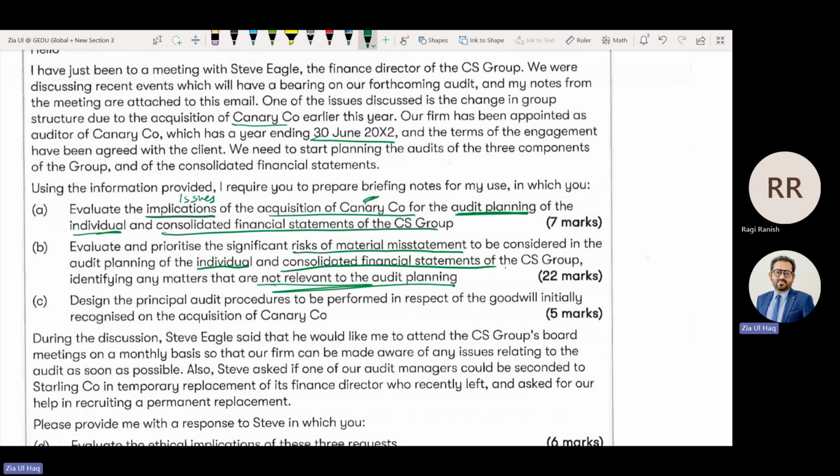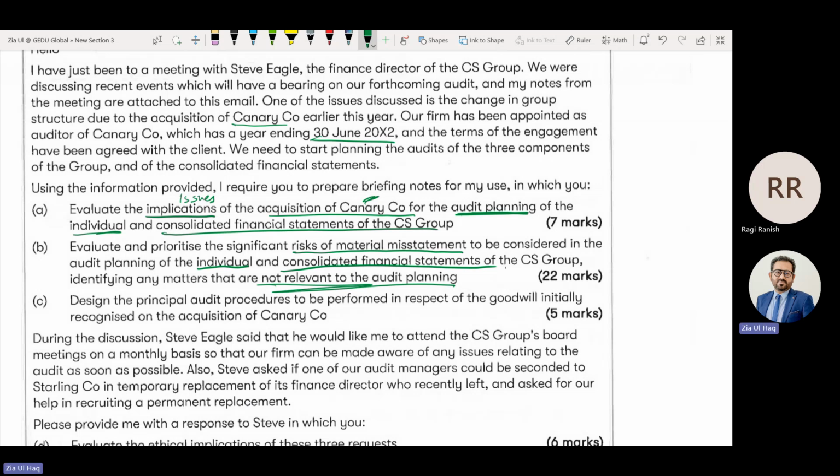Immaterial matters are not relevant to the auditor at audit planning. What does this requirement mean? We need to calculate the materiality of each account balance against which we are discussing any risk. Like a government grant: if an amount is given, we need to discuss its materiality first. If the amount of the government grant is immaterial, we will say this is not relevant to audit planning.